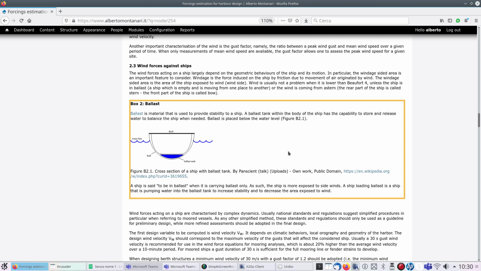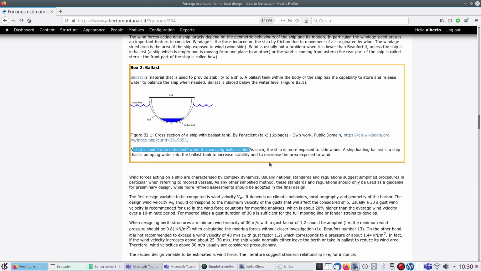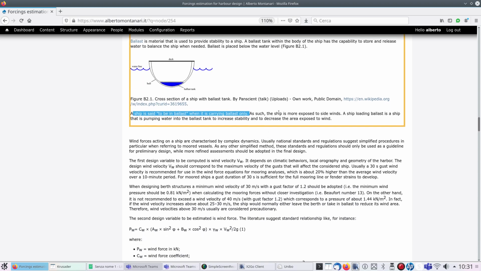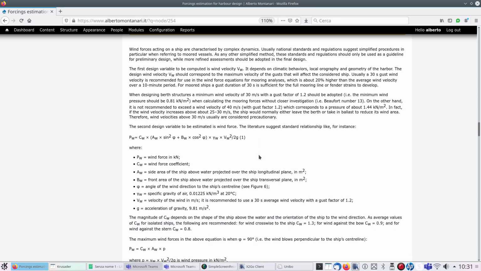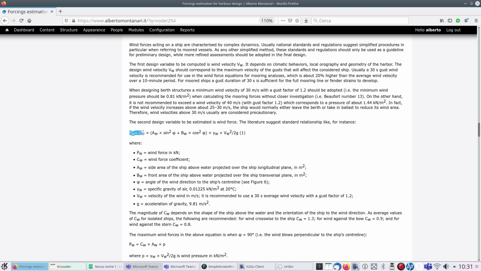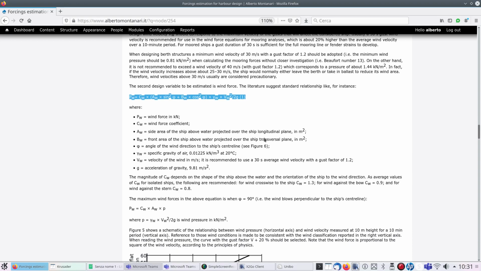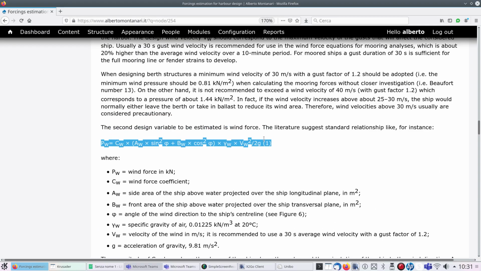We used these terms in the last lecture, and I wanted to make them clear. You see here, I am now selecting: a ship is said to be in ballast when it's carrying ballast only, and as such, the ship is more exposed to side winds. Then we discussed this relationship for estimating the wind force. I am now selecting it. Let me increase the font size.